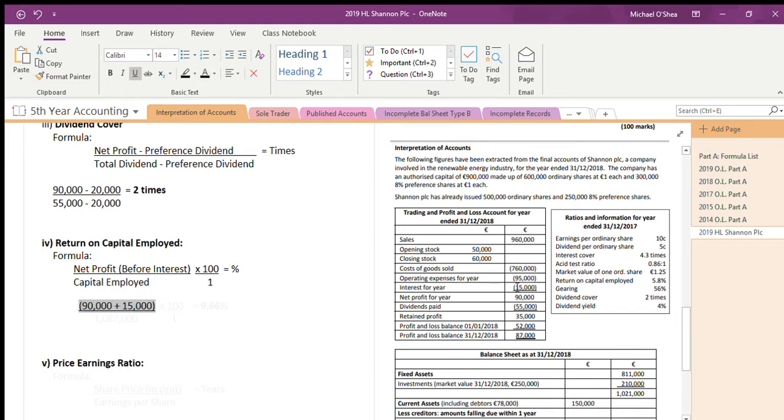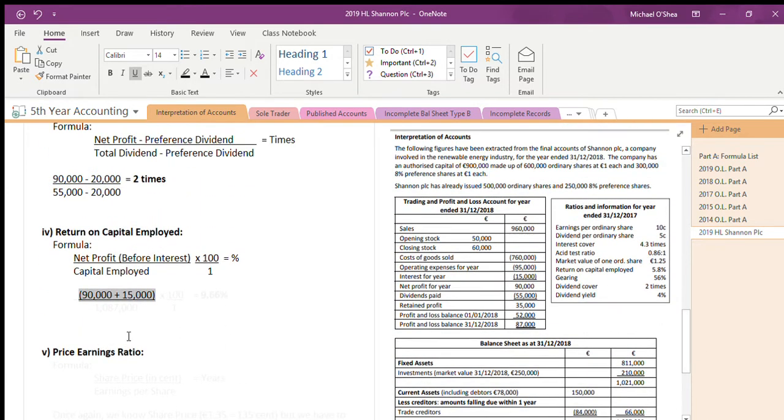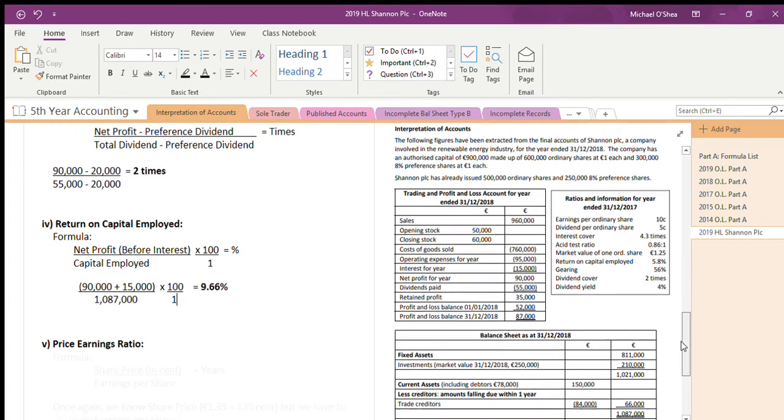90,000 here for net profit. Add back the 15,000. My capital employed, again, is always given at the bottom of the balance sheet. It's the balance sheet figure. Balancing figure is 1,087,000. So 1,087,000 is my capital employed. I'm multiplying my net profit before interest divided by capital employed by 100 over 1, and I get 9.66%. So again, to 2 decimal places, it actually works out to 9.66. That's my fourth one. Again, it's shorter than the first two.